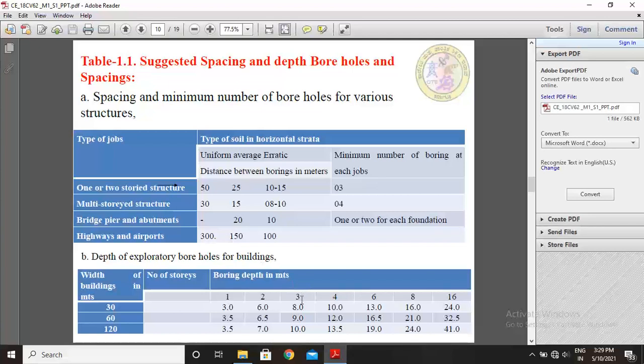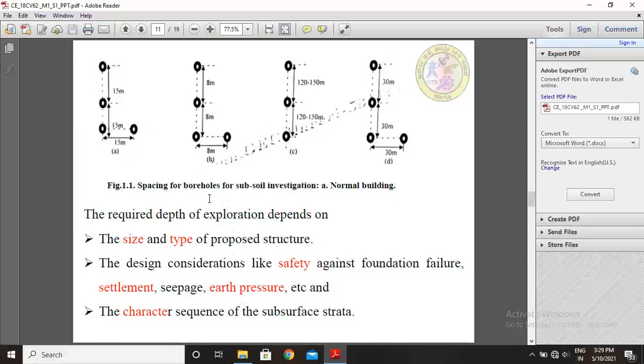Next, depth of exploratory boreholes for buildings. So here we have the width of buildings in meters, the size of the buildings in meters, and the number of stories. Then boring depths in meters. This table explains, based on the width of the buildings, how many samples are required at different depths. So this table B explains it, and these are examples of how samples are collected.